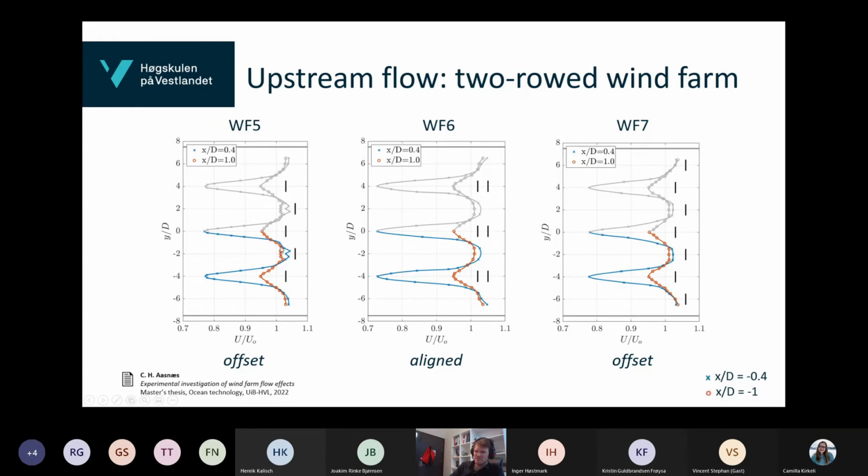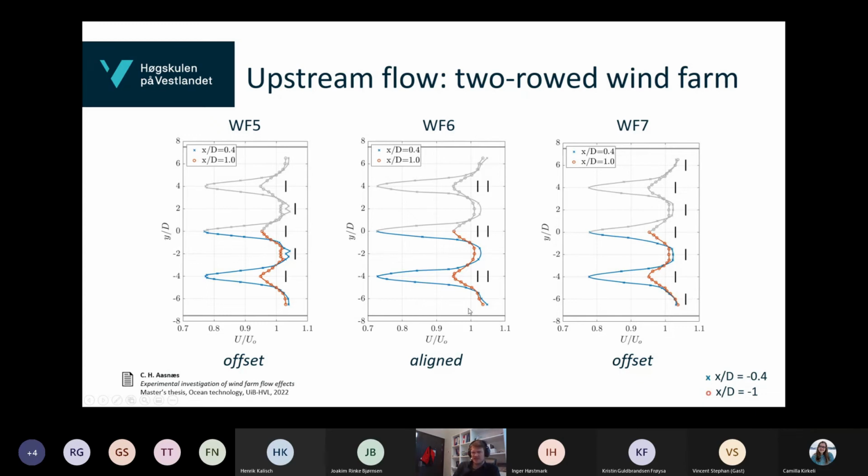So where we previously had a speed up effect between the disks, it's now being influenced by a downstream disk, which is actually 1D downstream in this case. And of course, we see a small influence of this outer disk here.